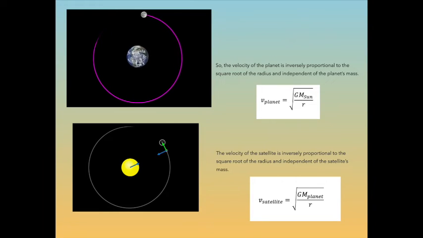The velocity of a planet only depends on the mass of the star, and the speed of the satellite only depends on the mass of the planet.